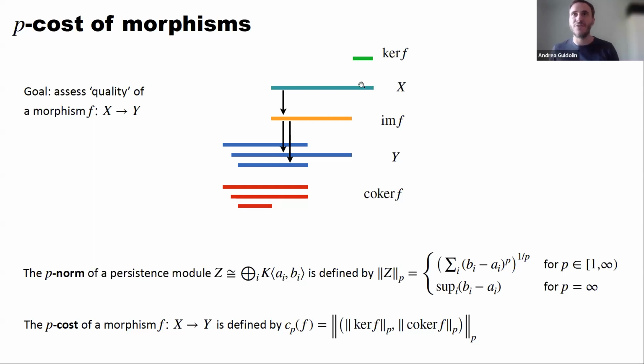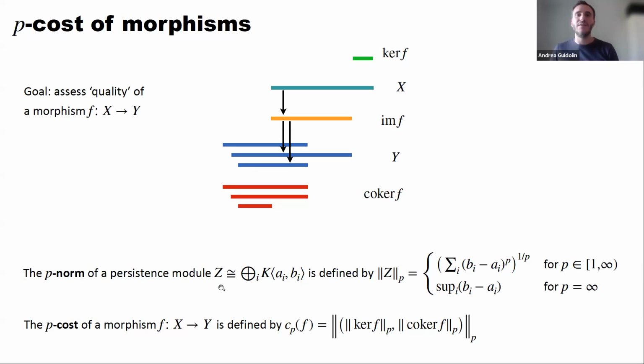For example, in this picture, we have a morphism from X to Y, where also the image and the co-kernel and kernel are displayed. And we see that there's quite a big co-kernel here. So maybe we can think that this morphism is not very close to being an isomorphism. And there's at least one way to make this rigorous, which is using p-norms of persistence modules, which are defined as follows.